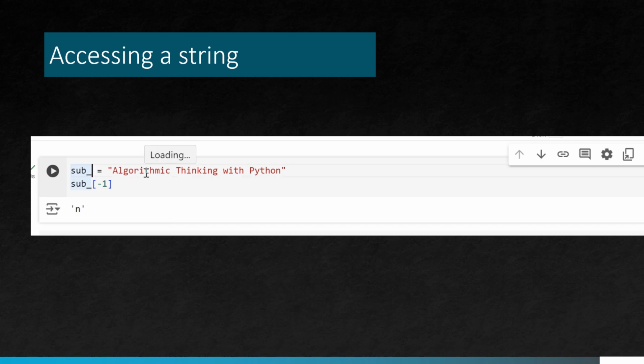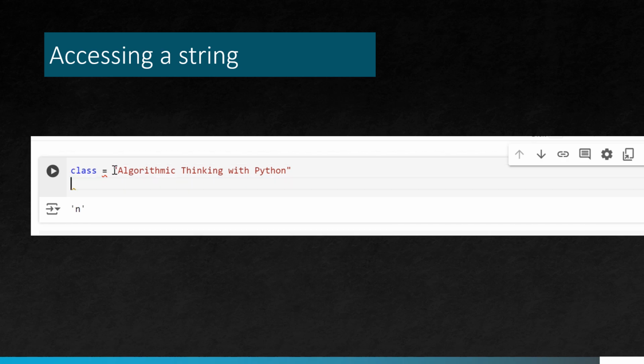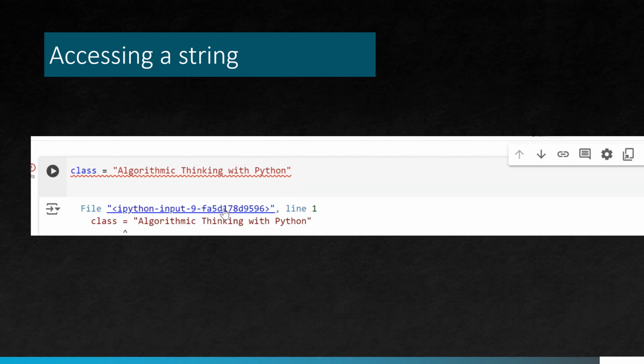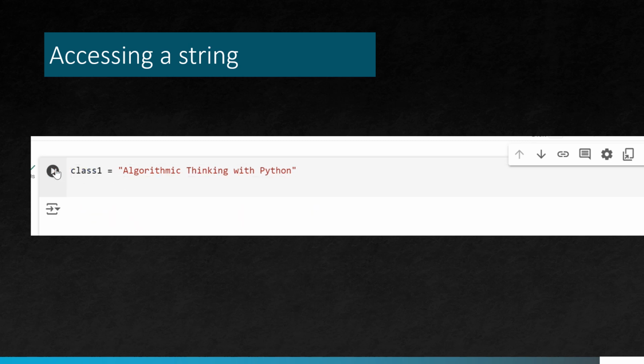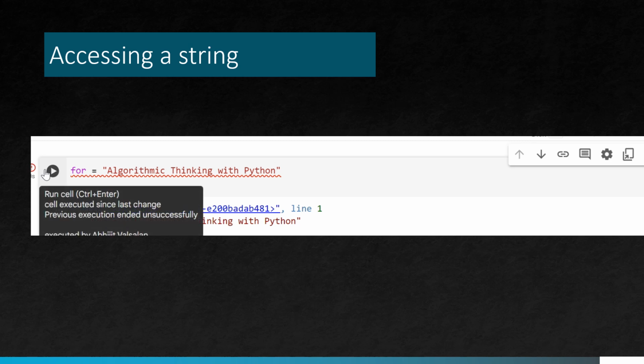I cannot use keywords. Say for example, class is a keyword. I cannot use class as an identifier. I'll get an error. But I can use class1 here, because class is a keyword in Python. Class, for, I cannot use for because for is a keyword. So these are certain rules that you have to follow while declaring variables.